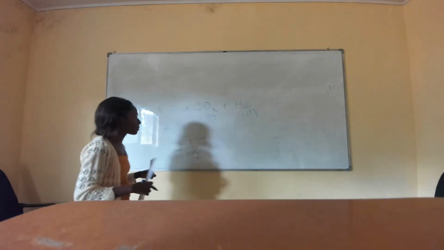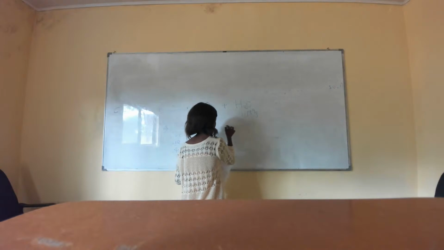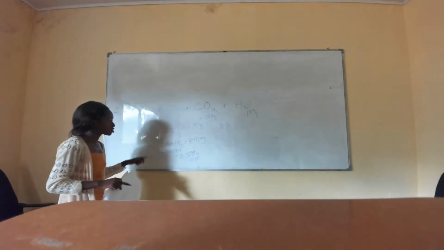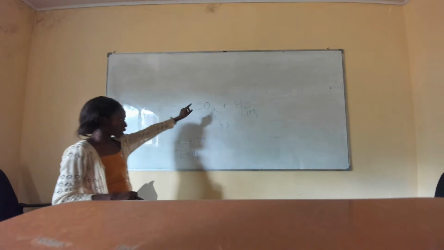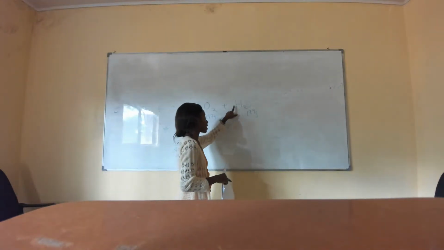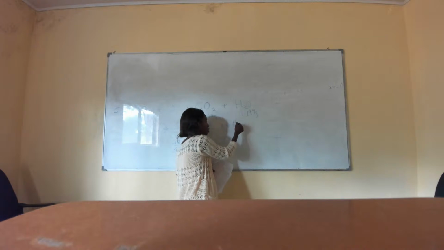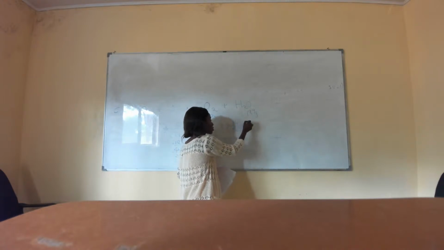Then we can now calculate the mass of hydrogen. It's going to be the same procedure. The mass of hydrogen is going to be, and this was another mistake people were making, it's not H, it's H2. So it's going to be H2 over H2O times the total mass given, which is 1.199 grams.